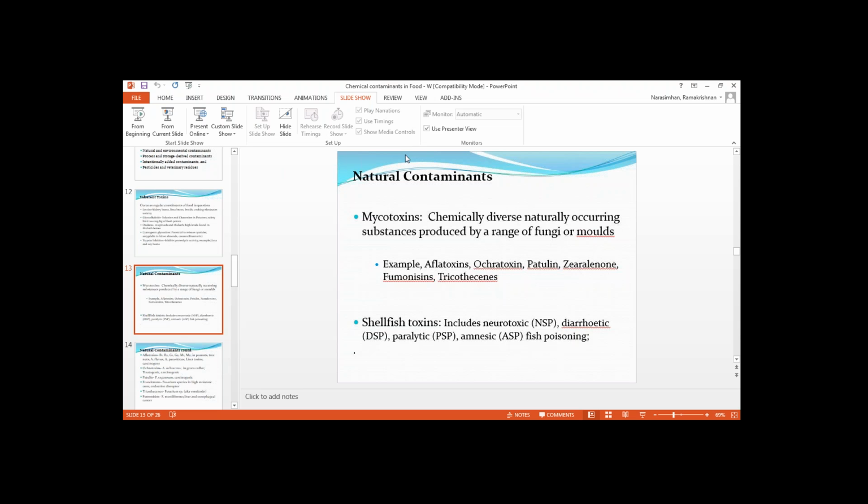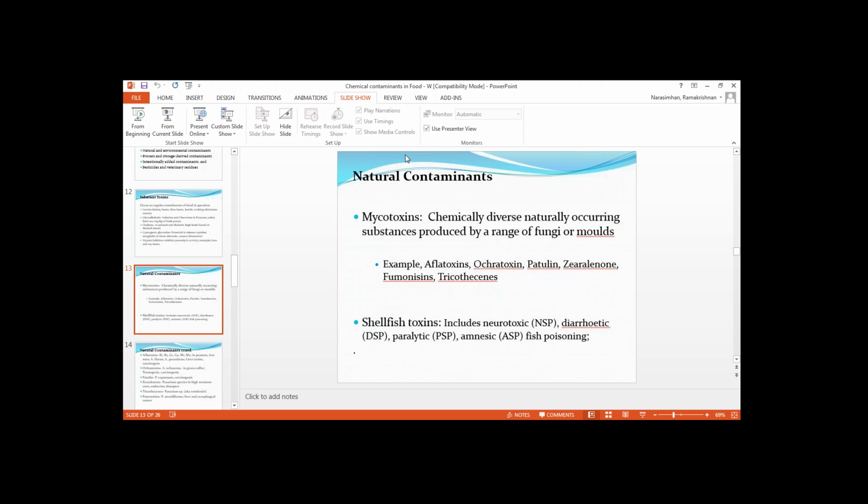I'm just going to quickly go through shellfish toxins. There are several types of shellfish poisoning, including neurotoxic, paralytic, and amnesic poisons, all coming from shellfish.